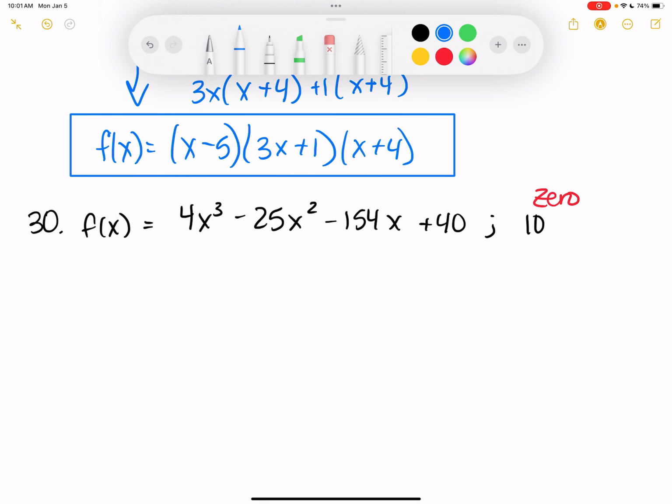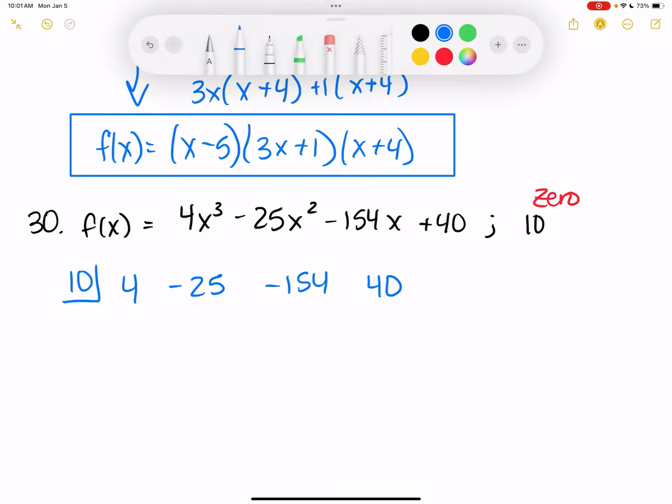So no. All right, so it's a 0. We do not change the sign. So that goes in here. Yay. So, no missing terms. So 4, negative 25, negative 154, and 40.